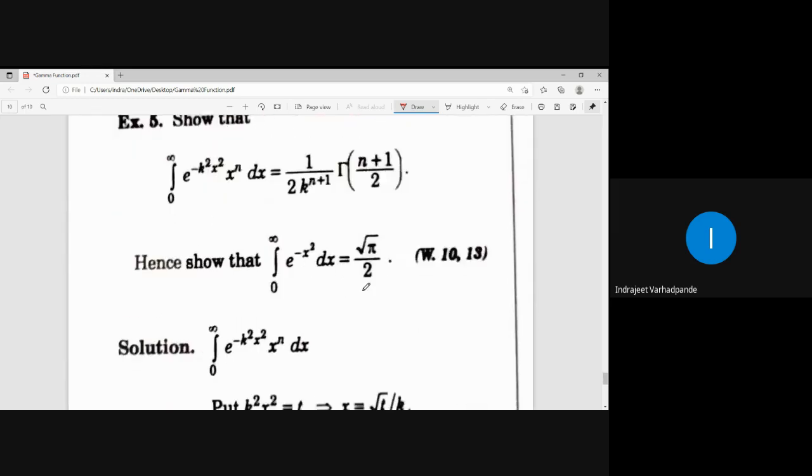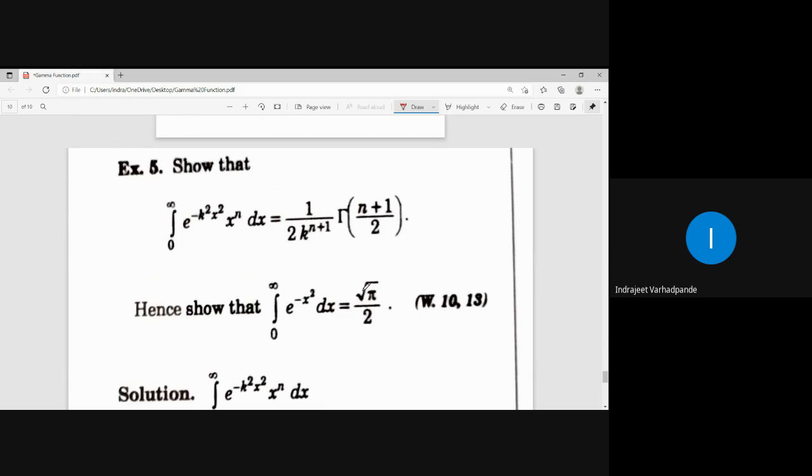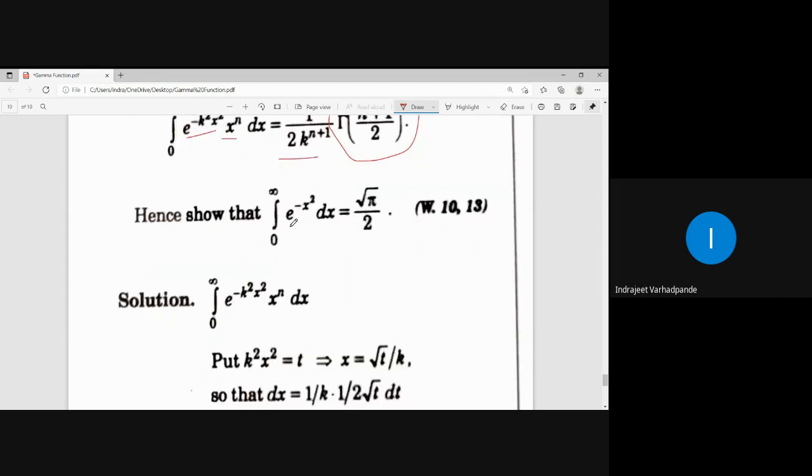The last example related to this is a bit of an analytical type. Though it looks complicated, it's very simple. Show that the integral from 0 to infinity of e to the power minus k square x square, x to the power n dx is 1 upon 2 into k to the power n plus 1, gamma of n plus 1 upon 2. Hence, show that the integral of e to the power minus x square dx is root pi upon 2.